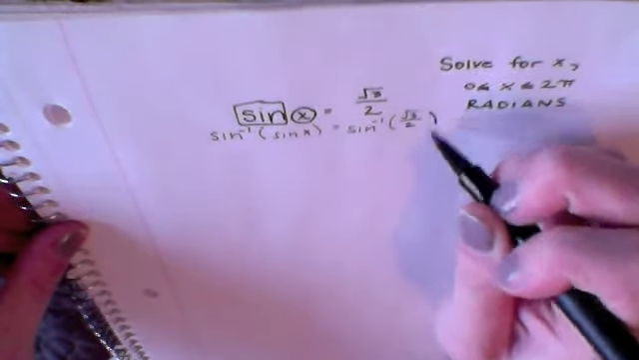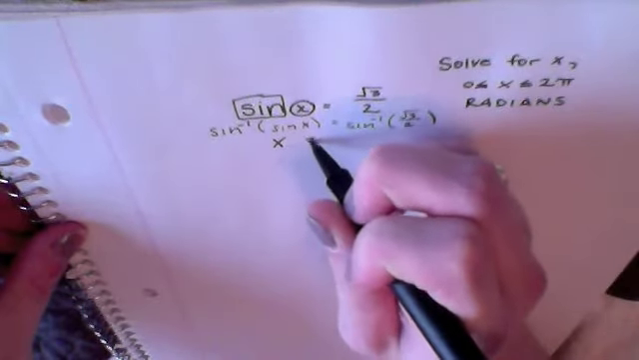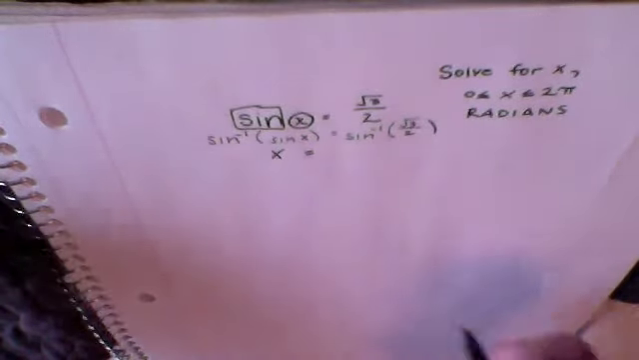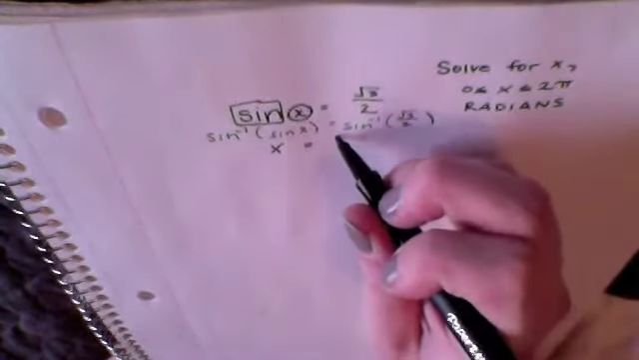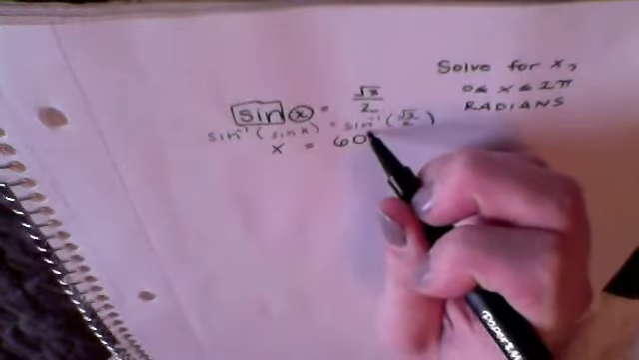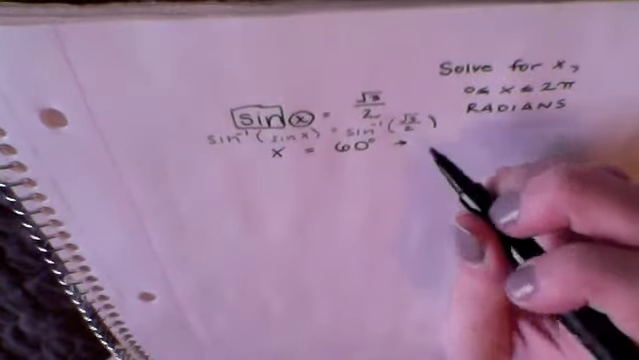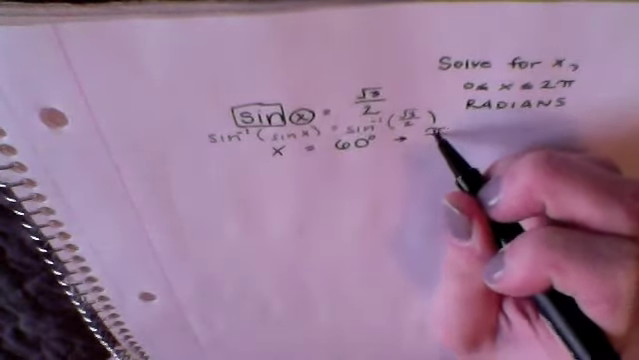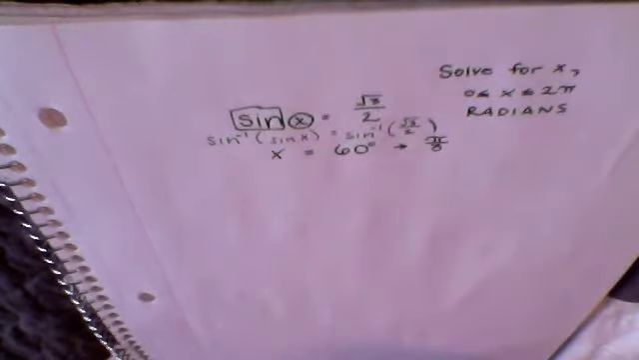Let me just show all my work here. If you type that into your calculator, depending upon if you're in radian or degree mode, I'm going to be in degree mode, and then I'll convert into radians in a second. So if I do sine inverse of the square root of 3 over 2, I get 60 degrees, which in terms of radians is pi over 3.